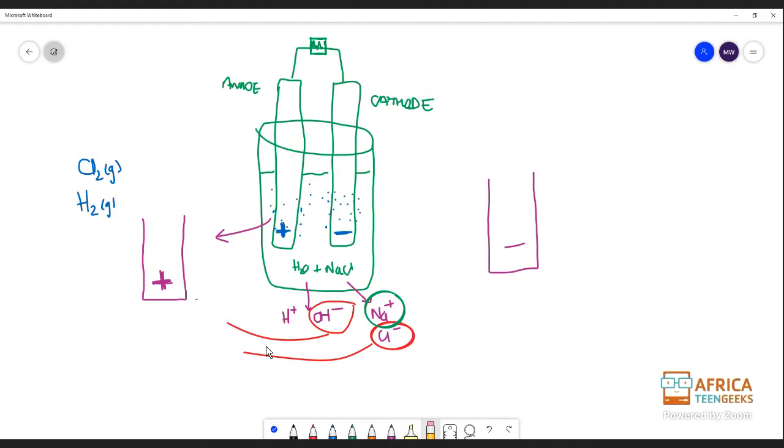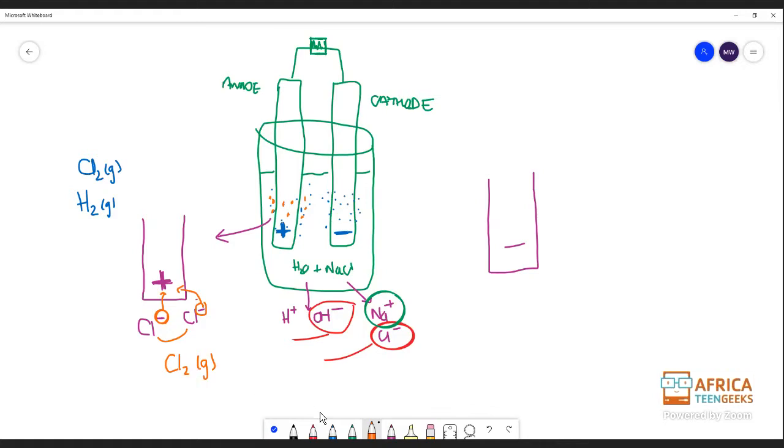When your chloride ion gets to this positive charge, it gives its little electron to this electrode. When two of them have given electrons to the electrode, they bond together because chlorine is diatomic, and you get your little chlorine gas. So the gas that's going to be around my anode is chlorine gas, because my chloride ions were attracted to my positive anode, gave up their electrons, and formed chlorine gas.